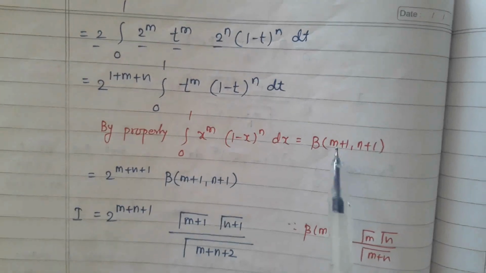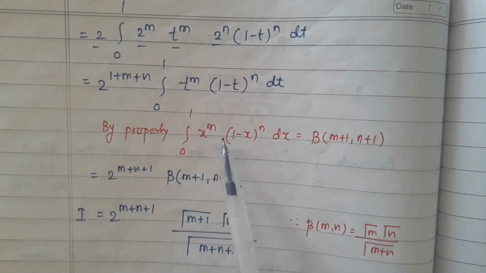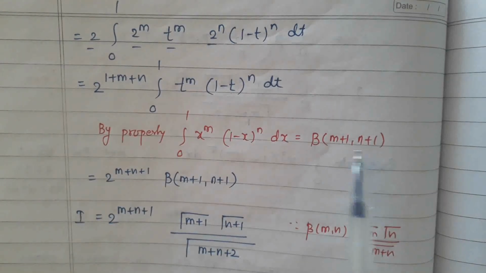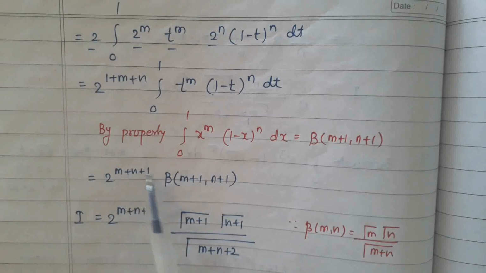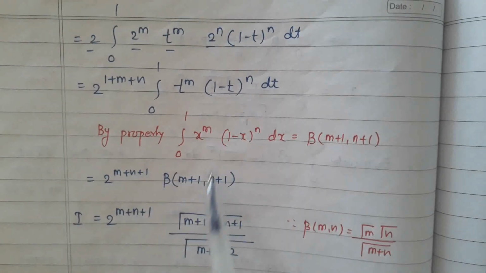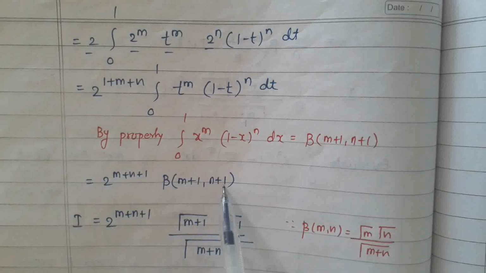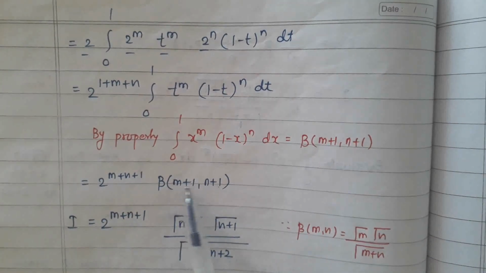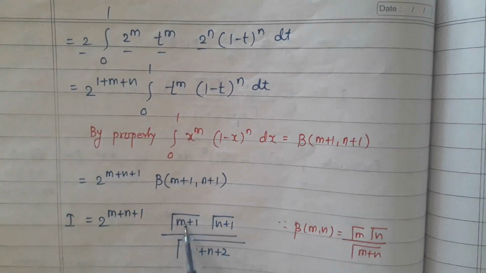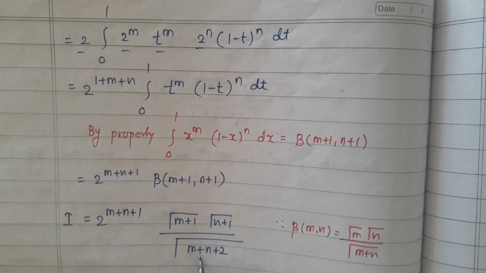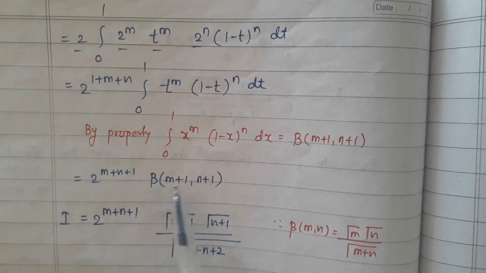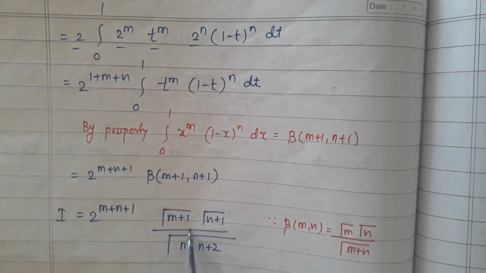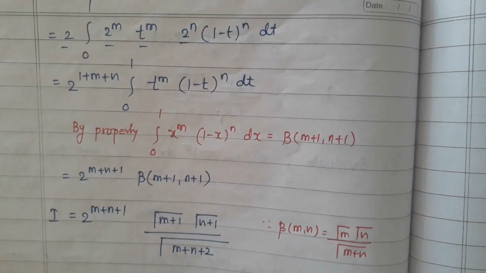You can write in this form. Instead of x, the t variable is there. So you can write this integral as beta(m plus 1, n plus 1). This is equal to 2 raised to m plus n plus 1 beta(m plus 1, n plus 1). Use the relation between beta and gamma function. Beta(m plus 1, n plus 1) becomes gamma(m plus 1) gamma(n plus 1) upon gamma(m plus n plus 2). That means m plus 1 plus n plus 1 is equal to m plus n plus 2. So this is the value of this given integral in the form of gamma function.